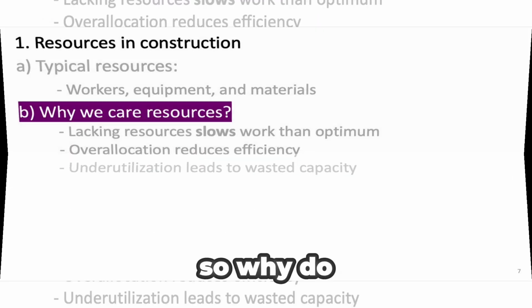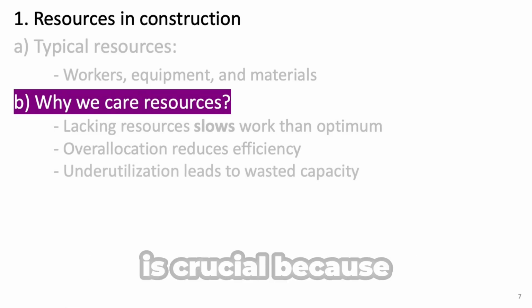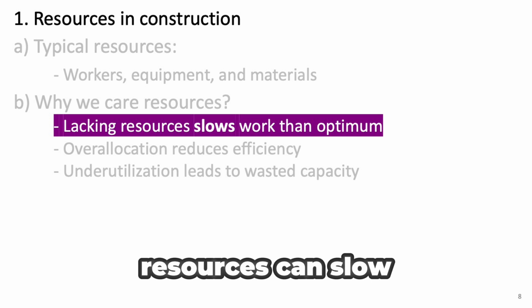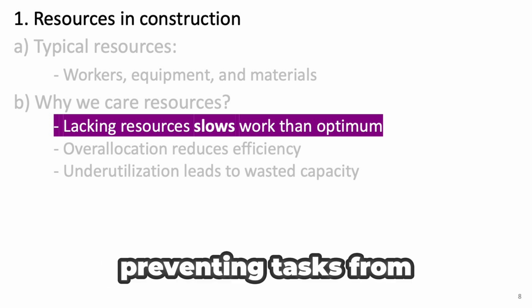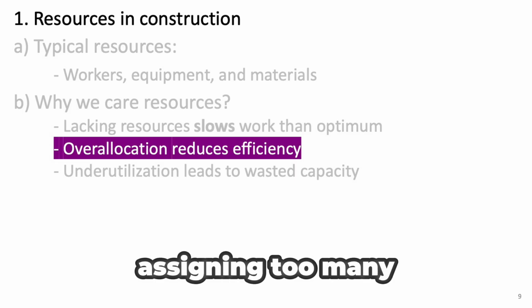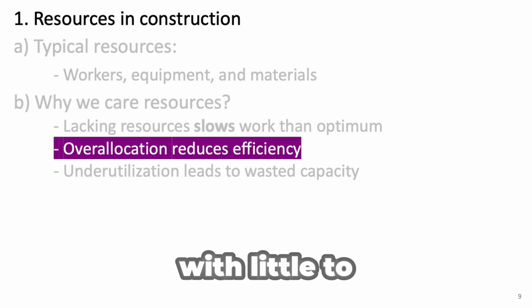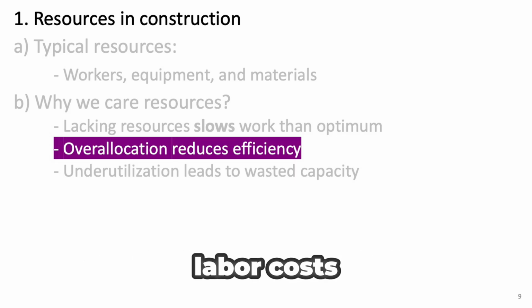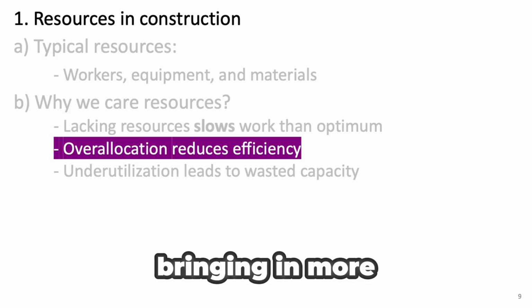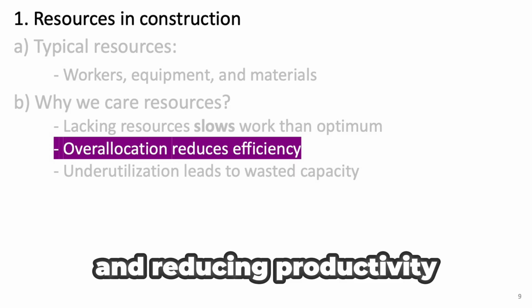So, why do we care about resources? Remember, proper resource allocation is crucial because a lack of resources can slow down progress, preventing tasks from being completed efficiently. On the other hand, overallocation, assigning too many resources to a task, can reduce efficiency, leading to wasted effort and higher costs. If too many workers are scheduled for a small task, they may end up standing around with little to do, leading to wasted labor costs. Similarly, bringing in more heavy equipment than necessary can crowd the site, making movement difficult and reducing productivity.